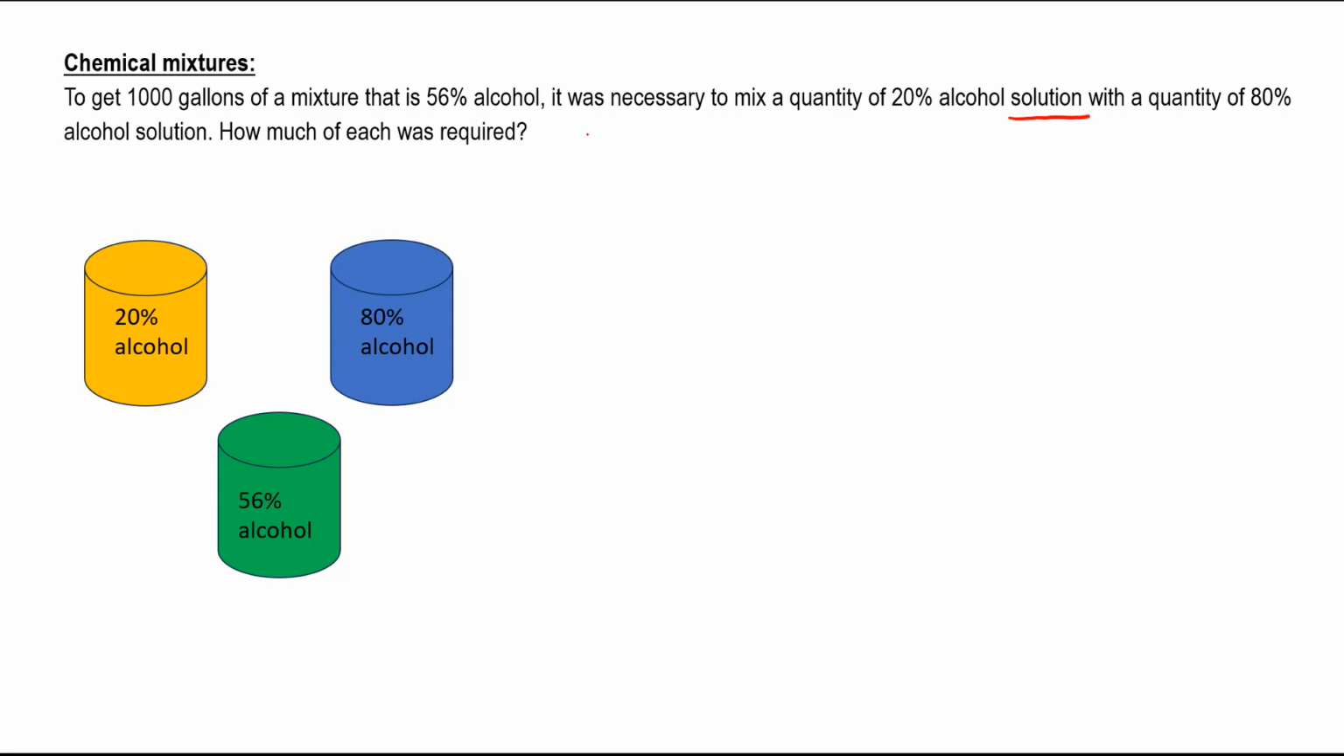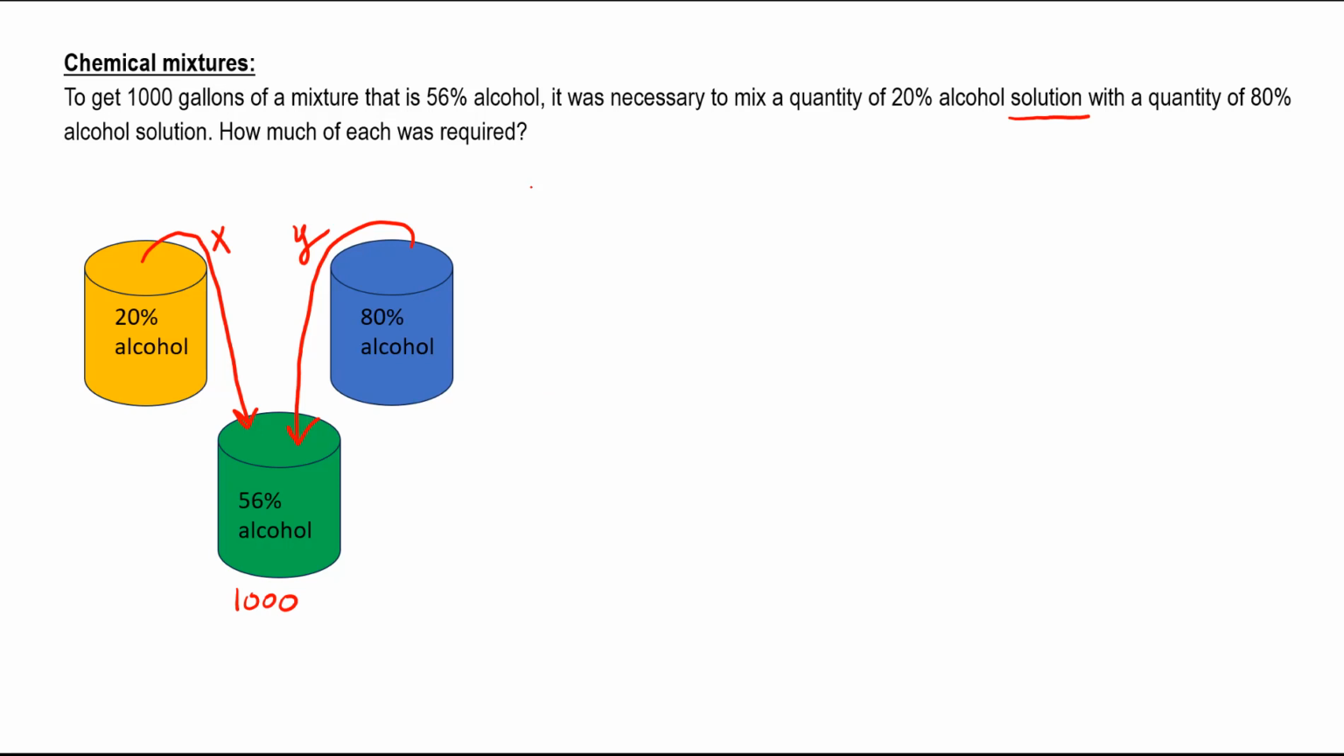In this case, that is alcohol, and all the rest of what's in that solution is just other stuff, usually some kind of solvent. Okay, so it says here that we have a solution that is 20% alcohol. We have another solution that's 80% alcohol, and we want to create a 56% alcohol solution. So we're going to pour some of the 20% into a bucket, and we're going to pour some of the 80% into a bucket. And we're going to pour X gallons of this stuff, and we're going to pour Y gallons of this stuff. And we want to end up with 1,000 gallons.